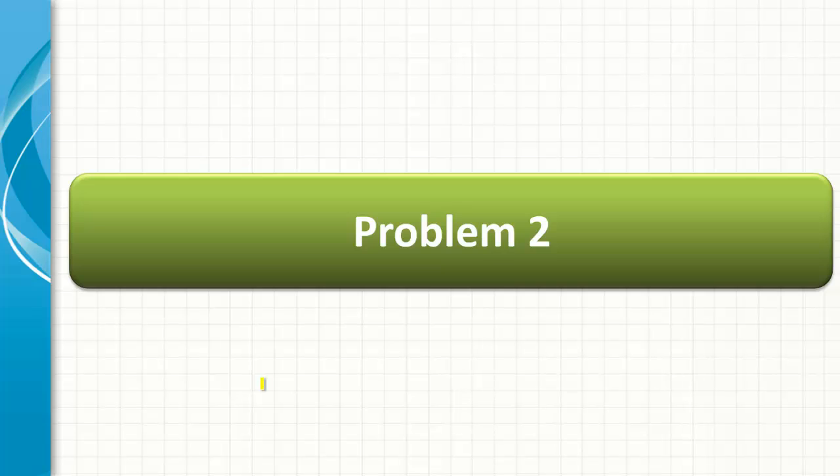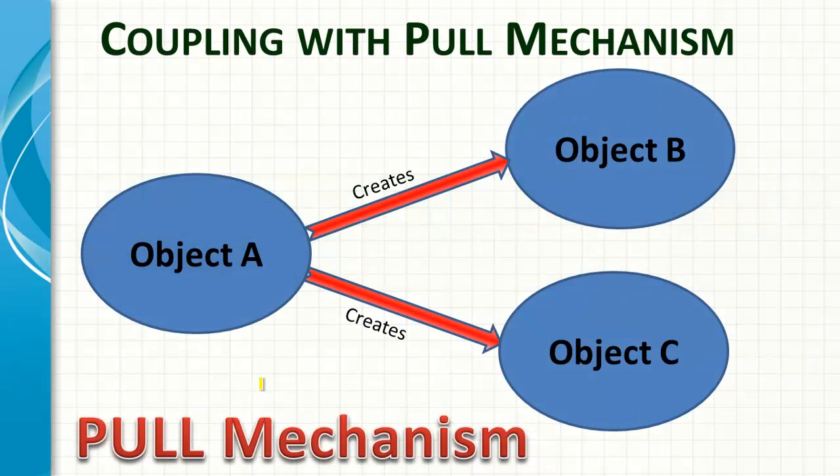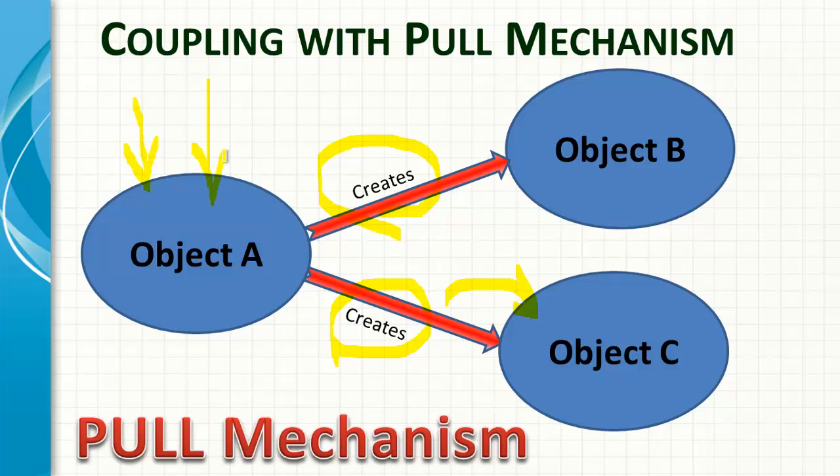We still have some problem. Even if you do program by interface and if you do factory design pattern, we still have problem. What is the problem? We have loose coupling, but we have a pull mechanism. Payment needs accounts. It creates it. Payment needs another service, database. It creates it. I need it, I'll get it. It's the responsibility of object A to fetch what it needs. So it's a pull mechanism.